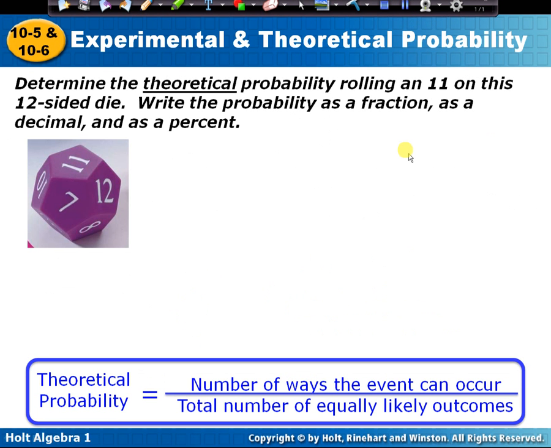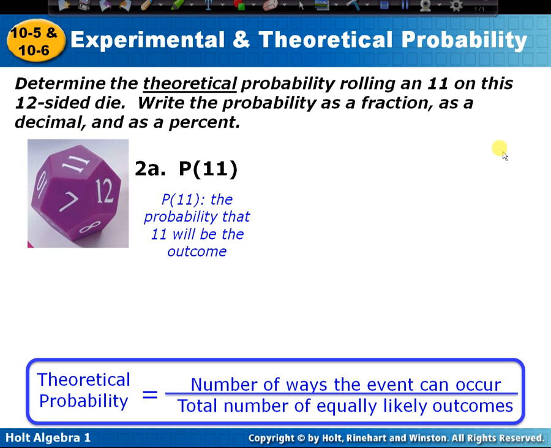All right, number 2 says determine the theoretical probability of rolling an 11 on this 12-sided die. Write the probability as a fraction, as a decimal, and as a percent, just as we've been doing. So theoretical probability means that no experiment has occurred at this point in time. And we're talking in theory, if I were to roll this die that I'm not even holding in my hand, what is the chance I would roll an 11?